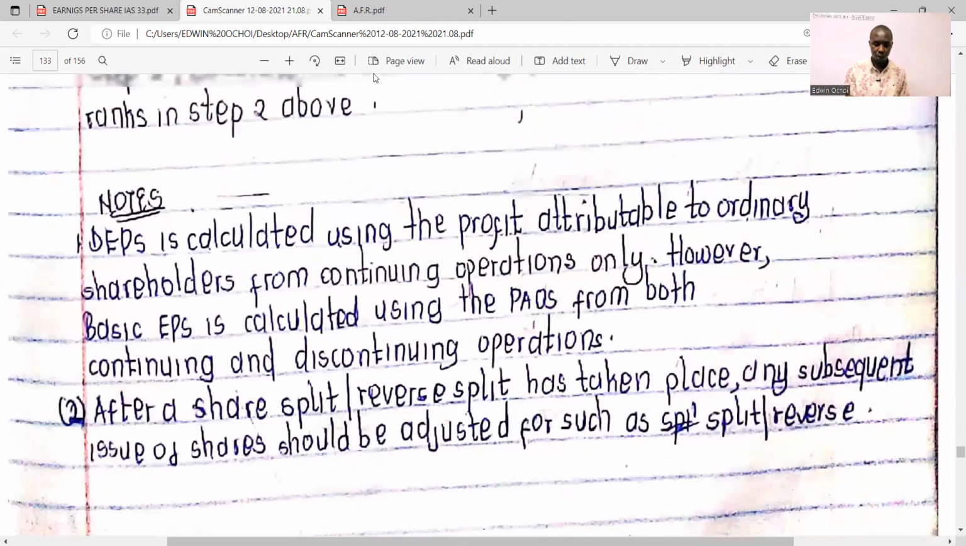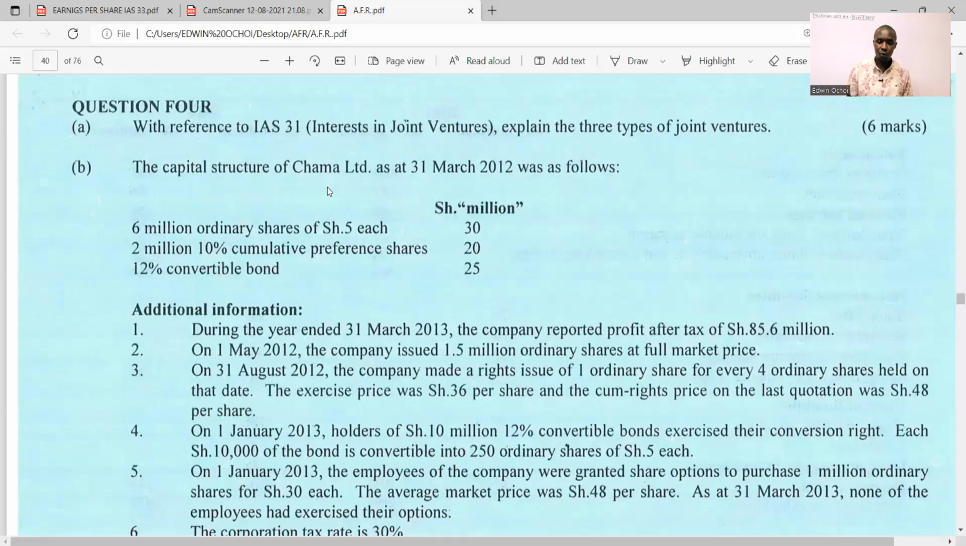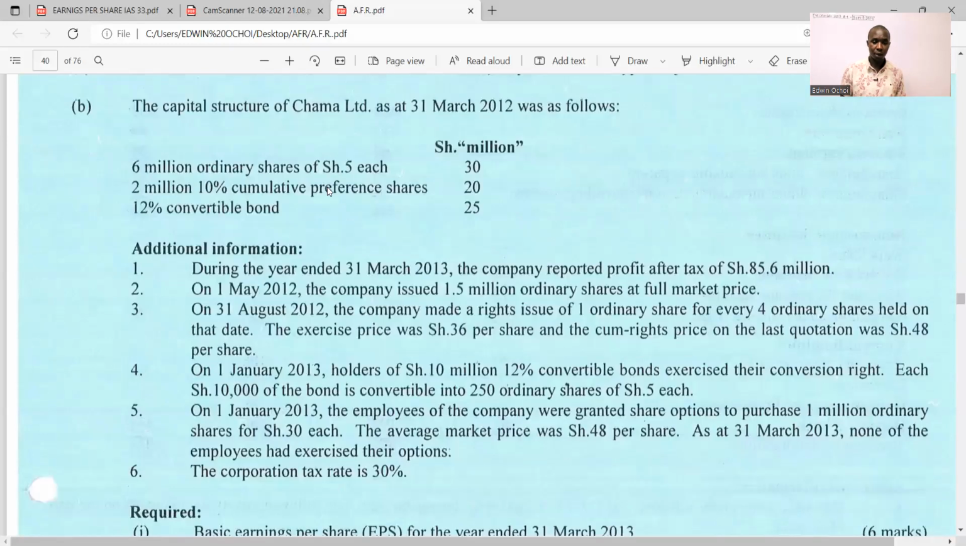Then I would like to go directly to the question of December 2013, question 4B. So from this past paper, which you have, but even if you don't have it, it is shared on the screen. Let's check this question.